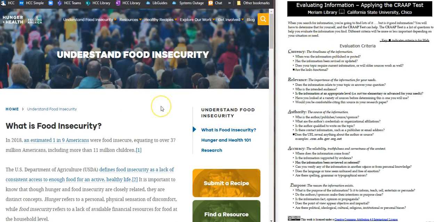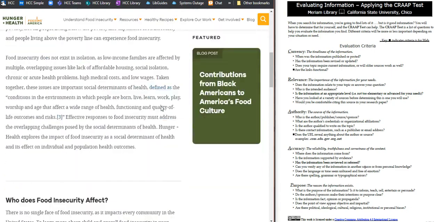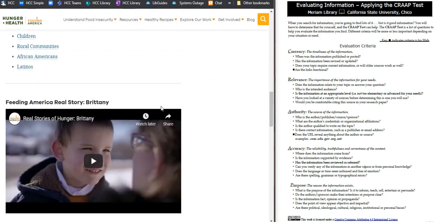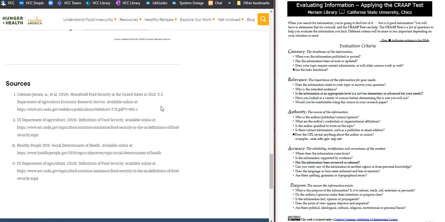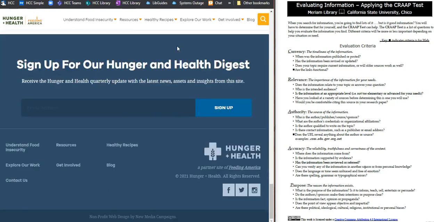Currency, the timeliness of the information. Can we figure out when this was posted on this website? Now this is great. As I am scrolling, I am actually seeing sources of this article, and it gives me some information. It does say that it has a 2021 date.